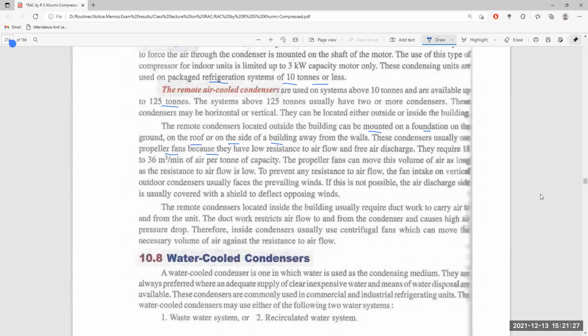The remote condenser located inside the building usually requires ductwork to carry air to and from the unit. The duct restricts the airflow to and from the condenser and causes a high air pressure drop. Therefore, inside condensers usually use centrifugal fans, which can move the necessary volume of air against the resistance to airflow.